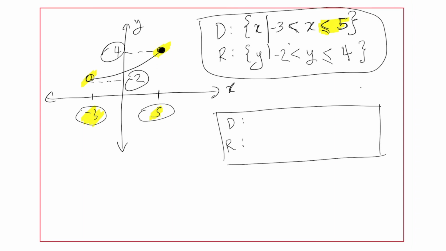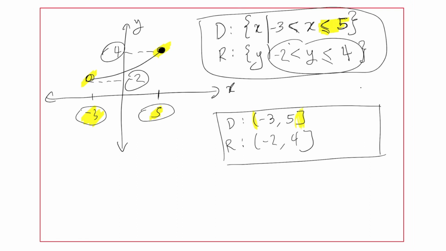In interval notation, we would write in terms of intervals. What's our interval here? Well, from -3 to 5. We always start with the smaller number on the left and end with the larger number. So from -3 to 5. Curved bracket for the -3 because it's not included, and square bracket for the 5 because it's included in the domain. The range, same thing, from -2 to 4. Great.